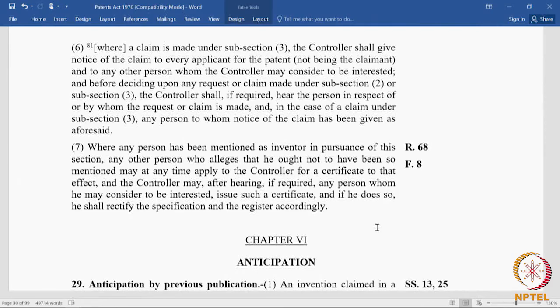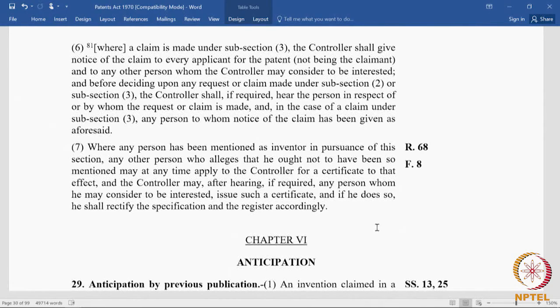The controller will call all the necessary parties and then issue the certificate. We understand the certificate as a written document specifying that the person's name was wrongly added and now it has been removed, and if he issues that certificate, then he will have to correct the specification and the register, because these were the two places where he mentioned the inventor. We have rectification before the Intellectual Property Appellate Board. This is a rectification process before the controller.